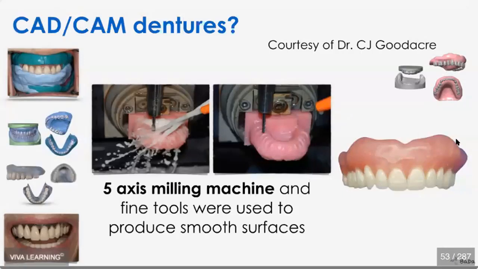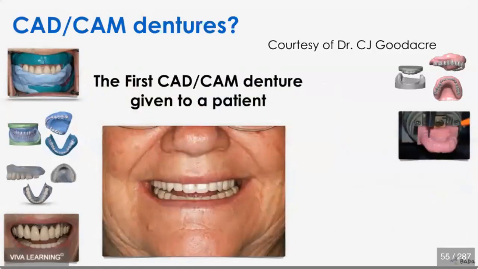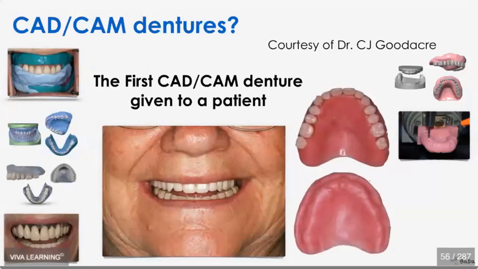This is the first denture that was milled, and you notice that this is as milled, and it was milled in a 5-axis milling machine. You can see the smoothness of the surface, and that was a proof that the concept works. Look here, the denture has no polishing, and it looks very smooth and nice. This is how it was delivered to the patient. The patient still wears the dentures up to today, and she comes for frequent visits at Loma Linda.